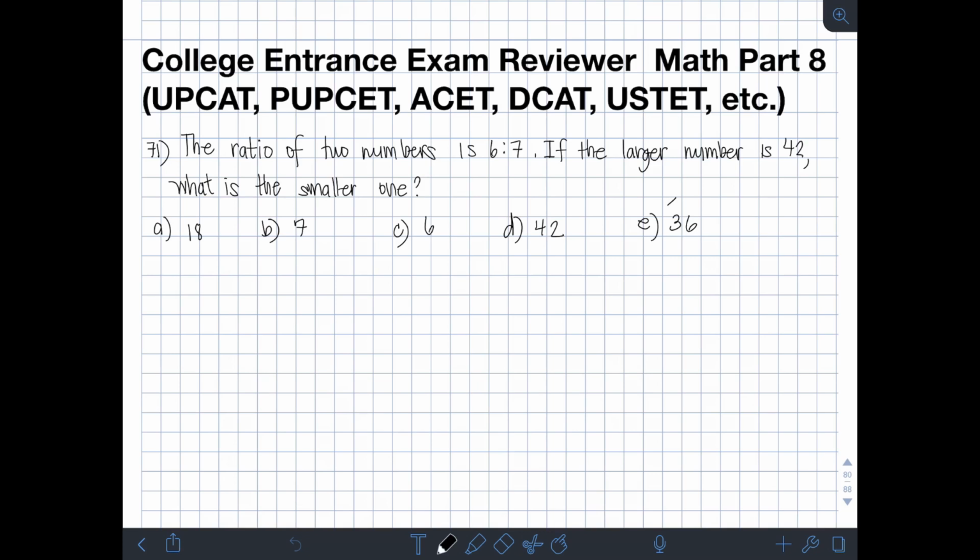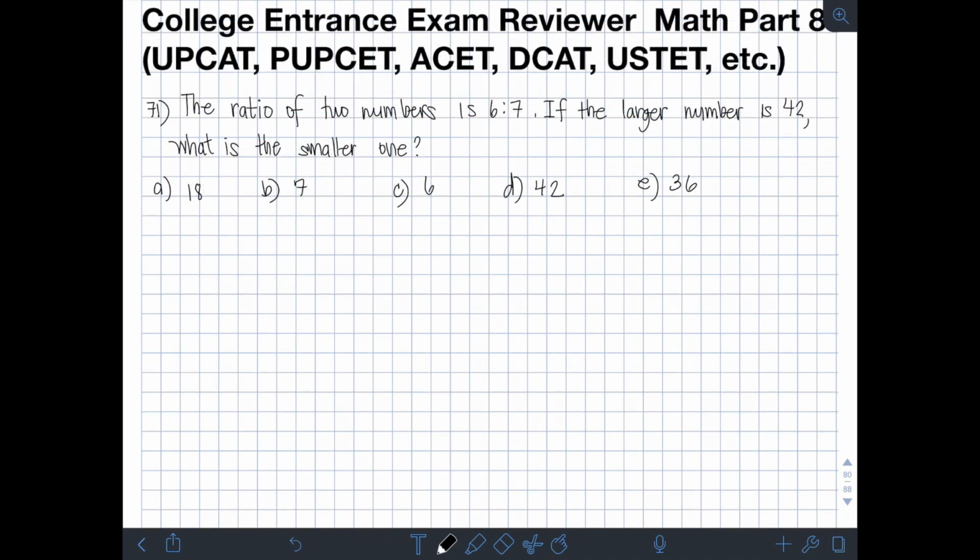Okay? So, magsasagot tayo ng sets of questions. Sa part 7 is nagtapos tayo sa item number 70. So, let's start with item 71. For the first one, we have the ratio of two numbers is 6:7. If the larger number is 42, what is the smaller one?